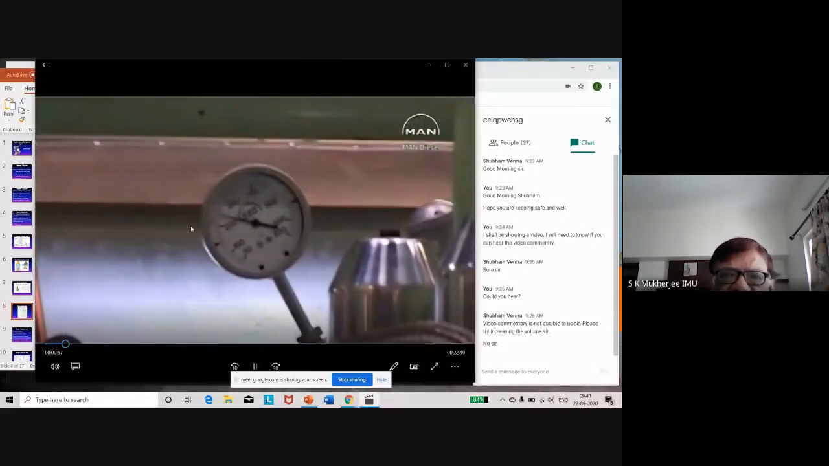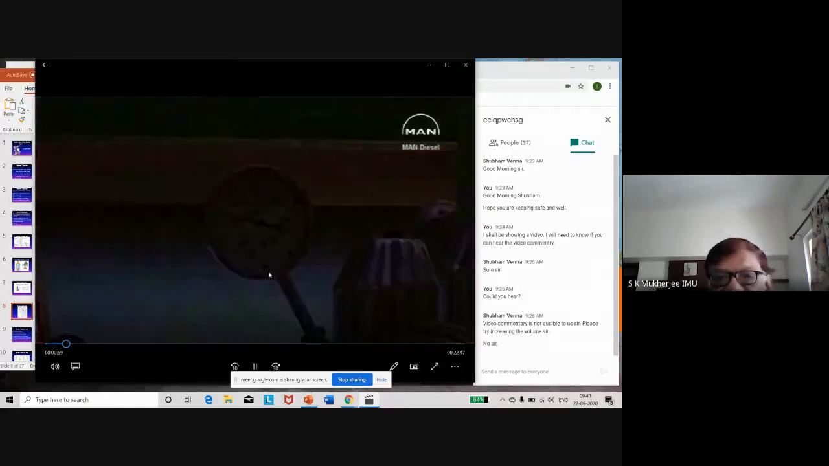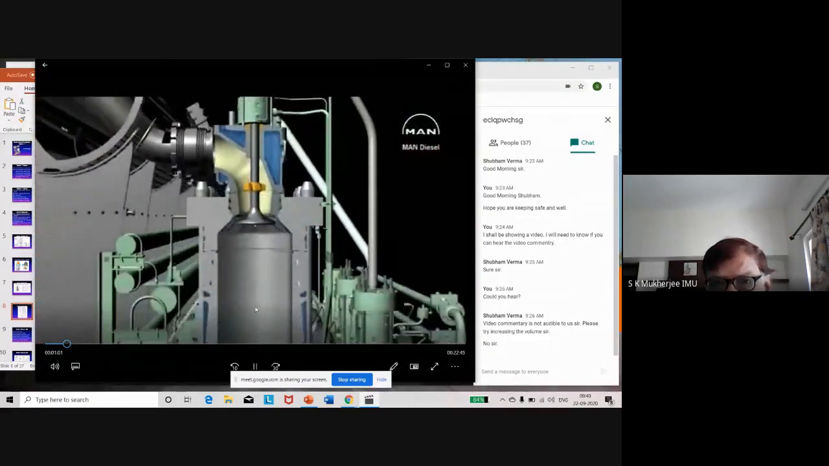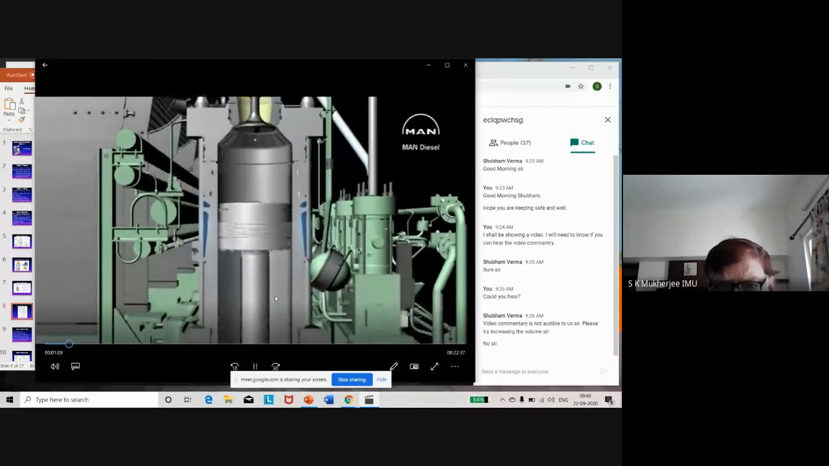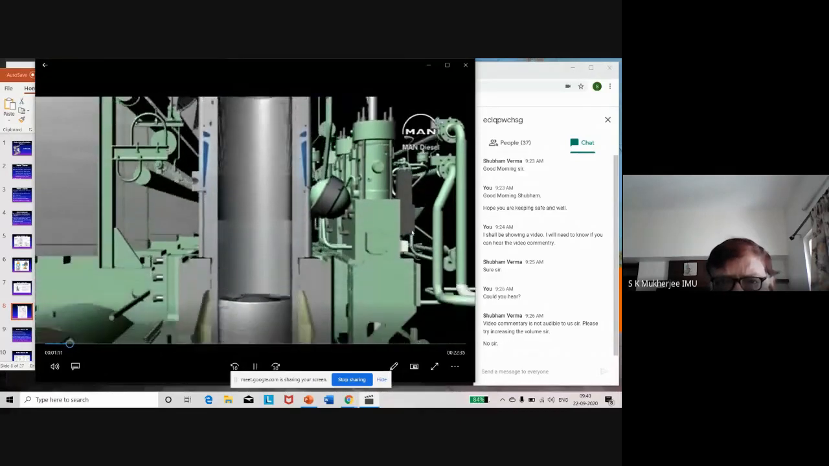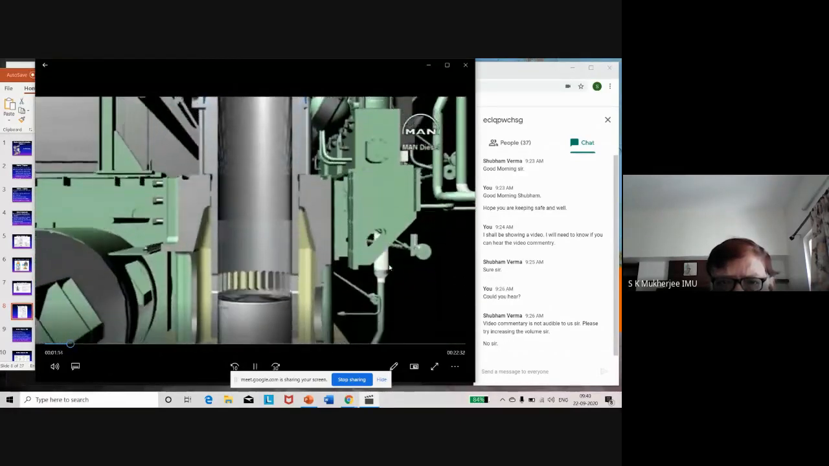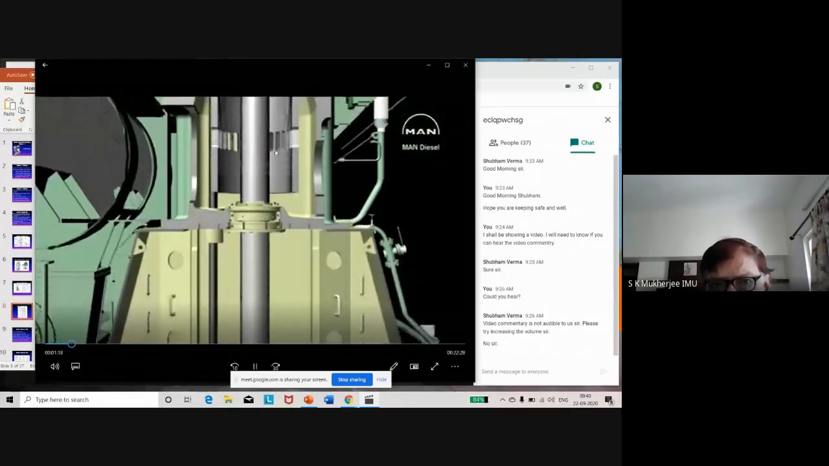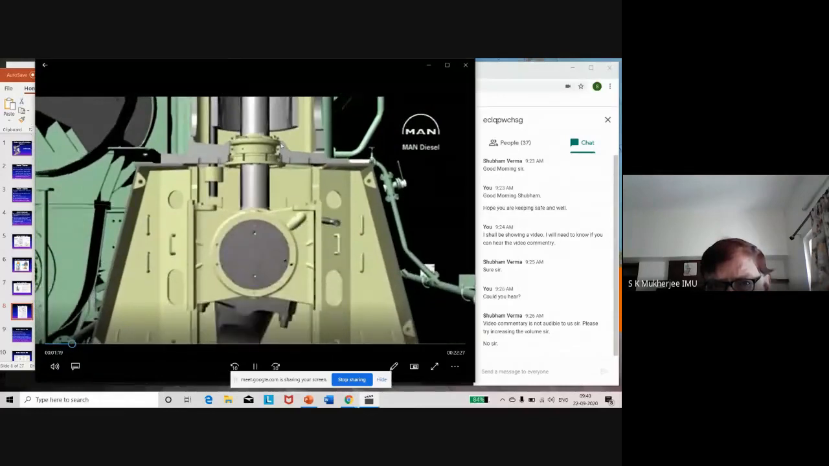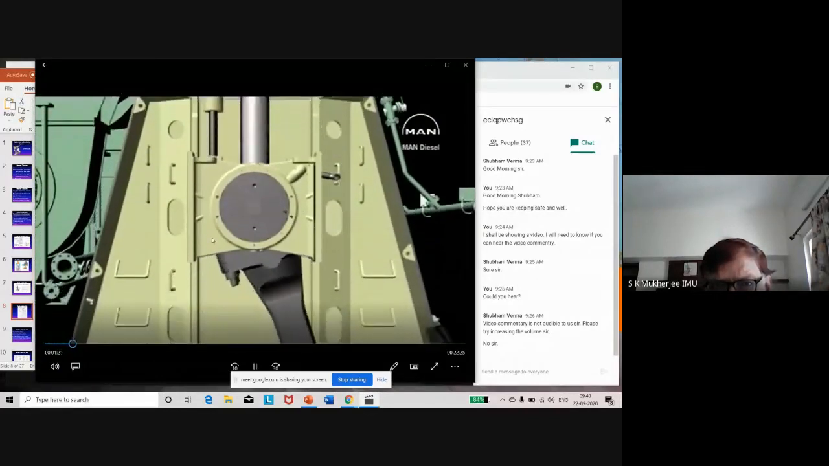Exhaust gas temperature, pressure gauge, temperature gauge. This is the exhaust valve. This is the piston with the piston rod. It is fixed to the piston. These are the inlet ports. This is the stuffing box. This is the crosshead.